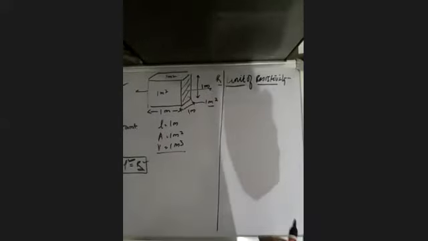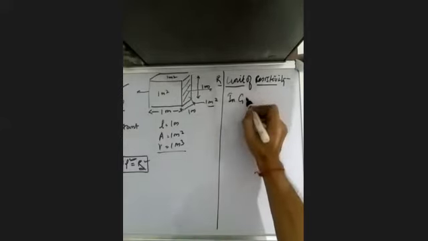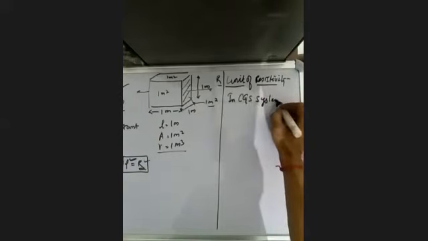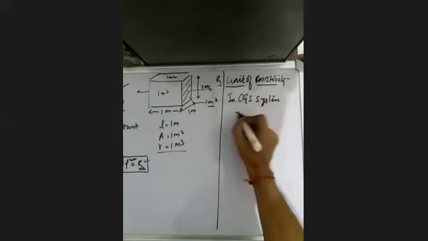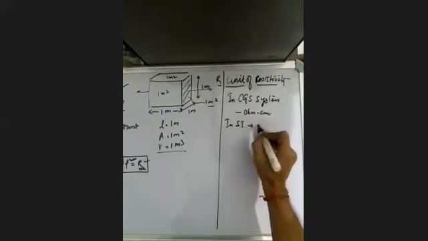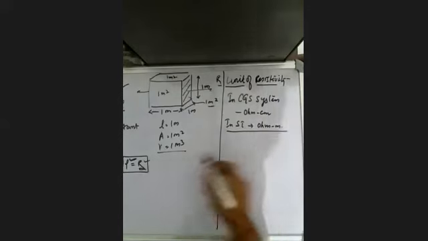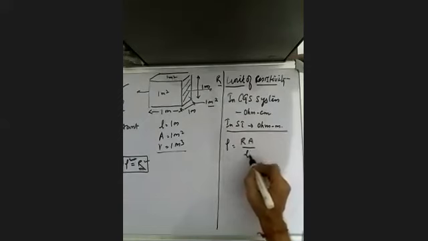Unit of resistivity in the CGS system. The unit of resistivity, or specific resistance, is ohm centimeter, and in SI it is ohm meter. Now let us get this from the expression rho is equal to RA divided by L.